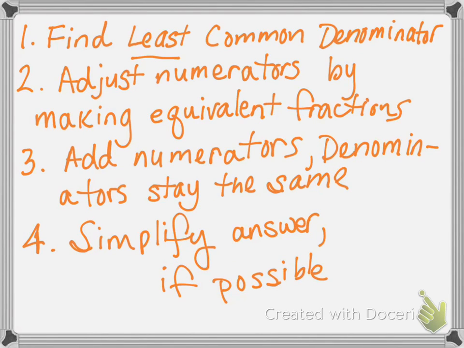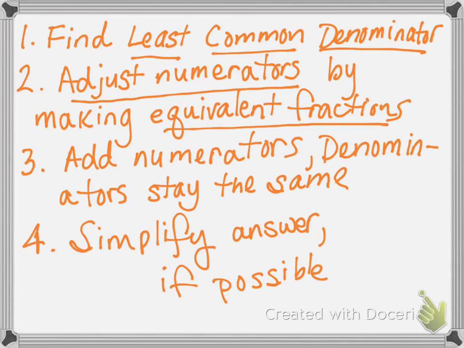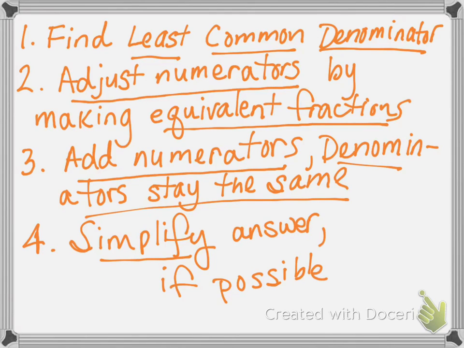First, you want to find the LCM, the least common denominator, from both fractions, and then you need to adjust the numerators by making equivalent fractions. Then you want to add the numerators, but the denominator stays the same, because that's why we made it the same. And then simplify the answer if possible, and that includes changing improper fractions to mixed numbers as well as simplifying the fraction.